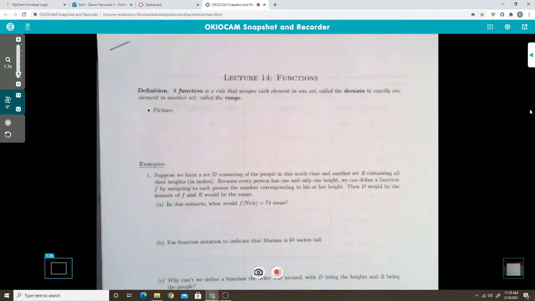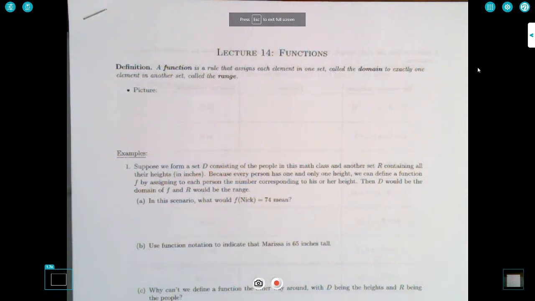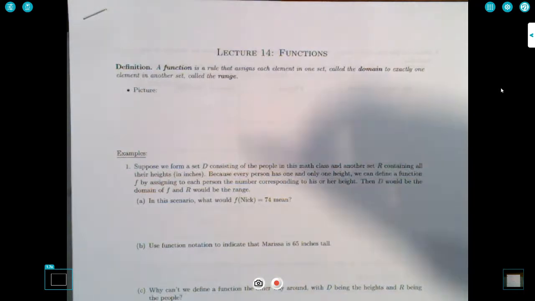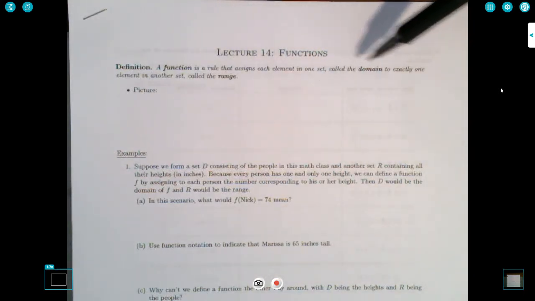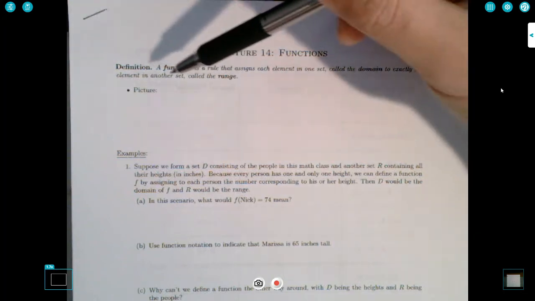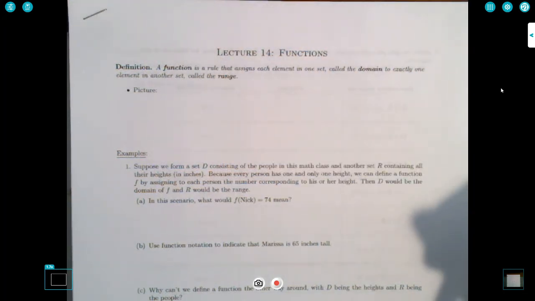Well, because sets are sort of the building blocks of functions, right? And functions are the building blocks of a lot of other stuff that we do in math. So a function is basically just a rule that assigns each element in one set, called the domain, to exactly one element in another set, called the range. Okay, so it's a map that takes you from one set to another set, right? That's what a function does, right?